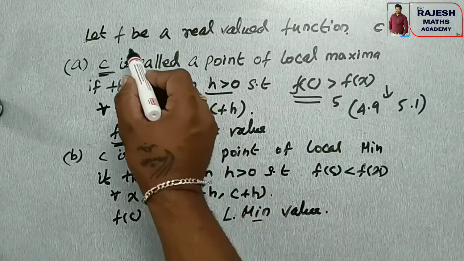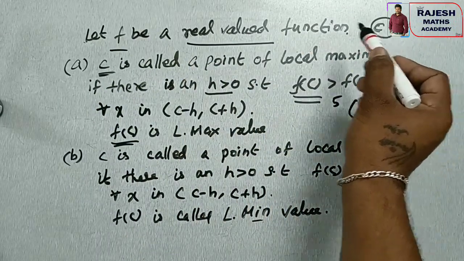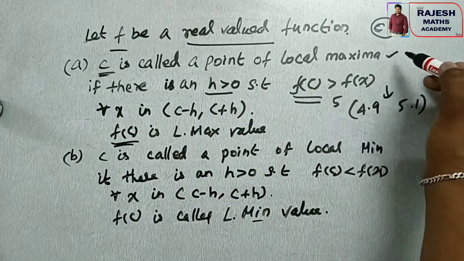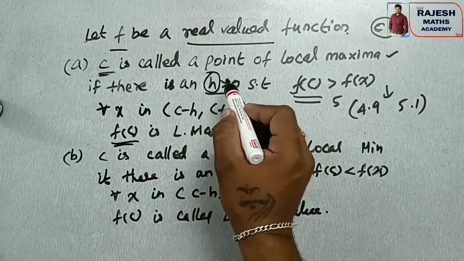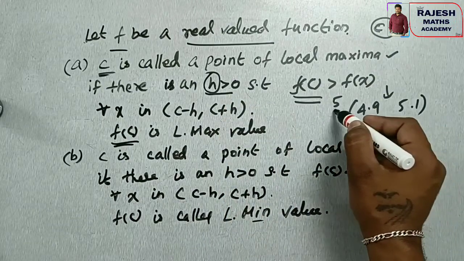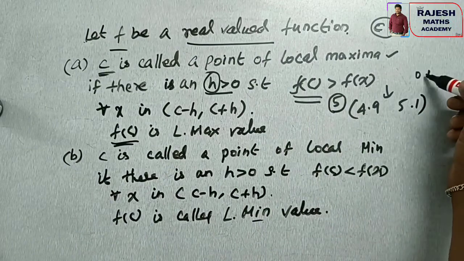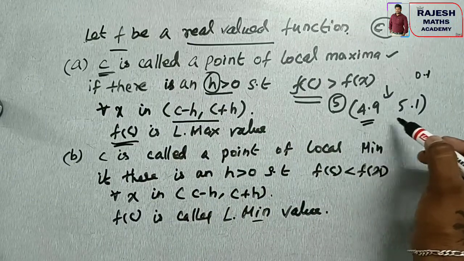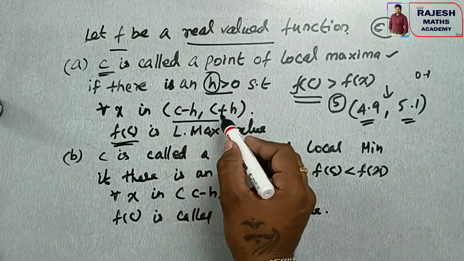Now, local maxima and local minima. We take a function f, a real valued function, and C be a point in the domain of f. We say that C is called the point of local maxima when we can find a point h, the smallest positive value, that is h greater than 0. If I consider C equal to 5, my h value is 0.1, so our interval C minus h to C plus h will be 4.9 to 5.1.